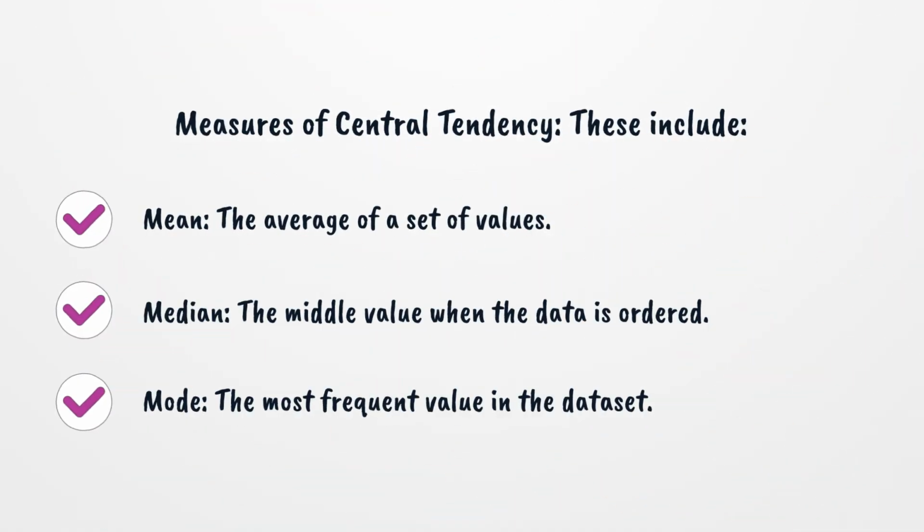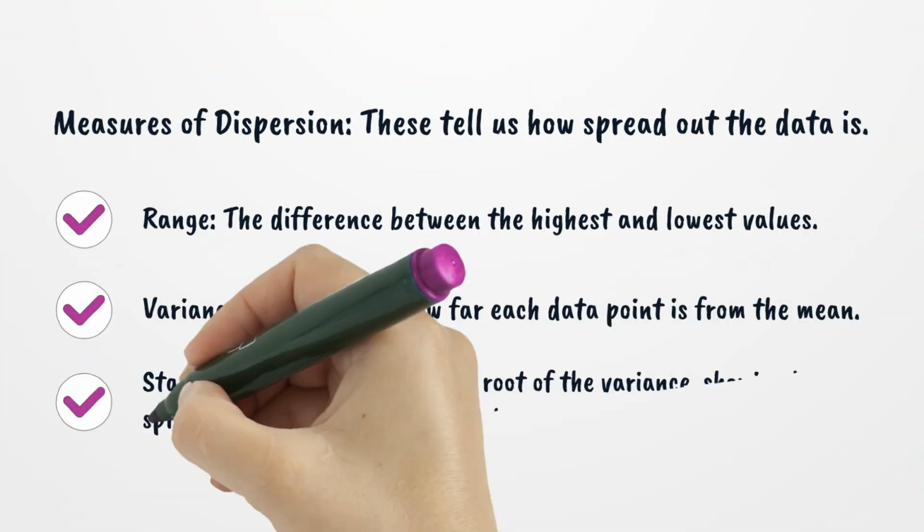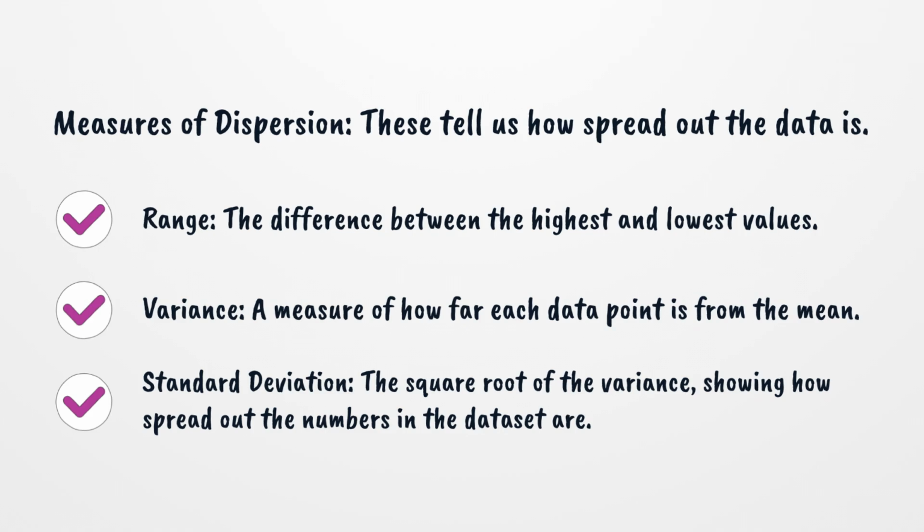These include mean, the average of a set of values; median, the middle value when the data is ordered; mode, the most frequent value in the dataset; measures of dispersion. These tell us how spread out the data is.